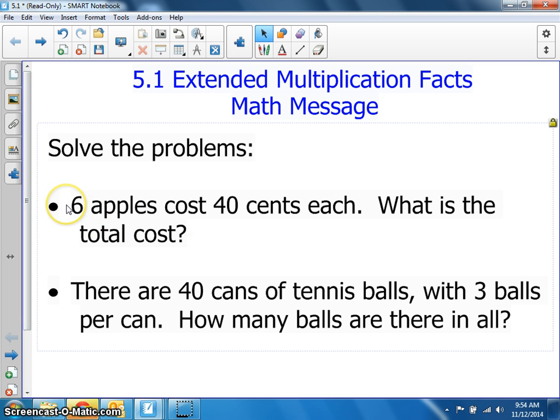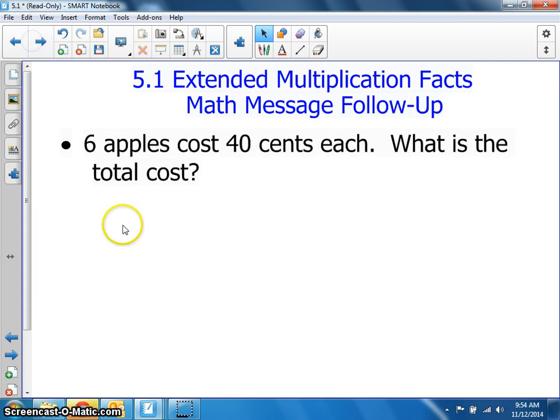So, solving problems like this. 6 apples cost 40 cents each. What's the total cost? Or there are 40 cans of tennis balls with 3 balls per can. How many balls are in all? Now, we could do 1 apple is 40 cents, plus 40 cents, plus 40 cents, and do it 6 times, and that seems pretty slow. You could do it that way because multiplication is repeated addition. Can you write that down? Multiplication is repeated addition, because you're expected to know that.